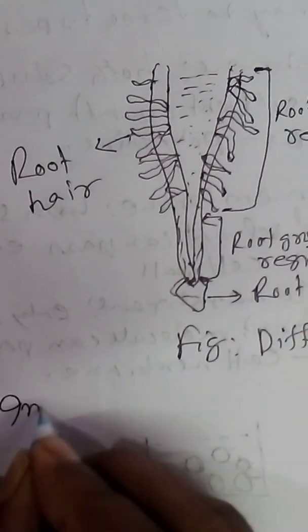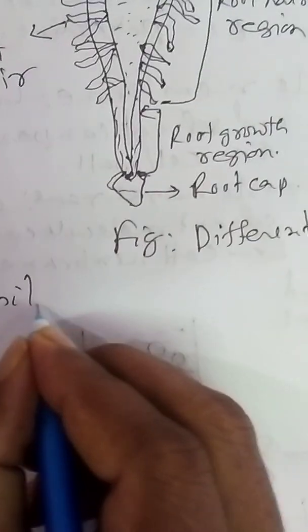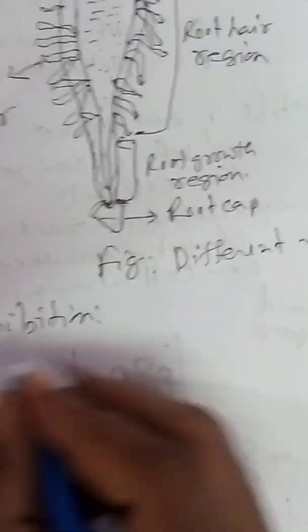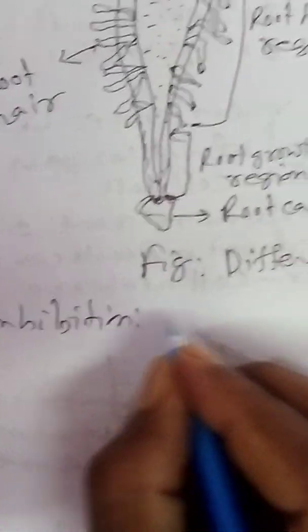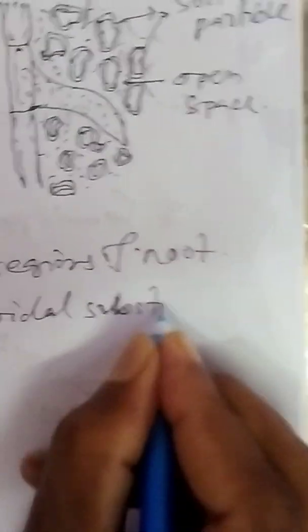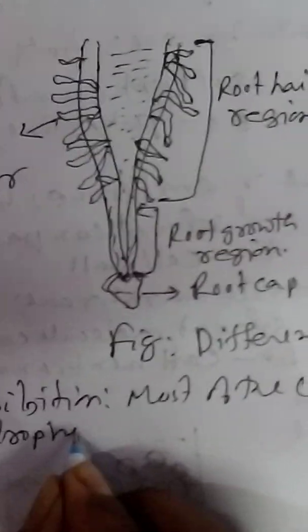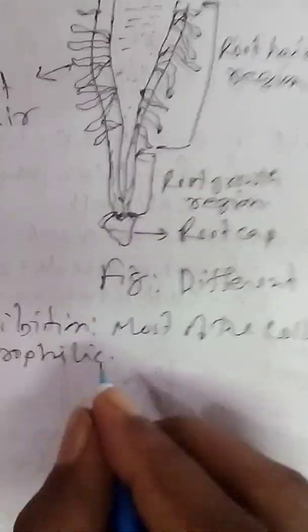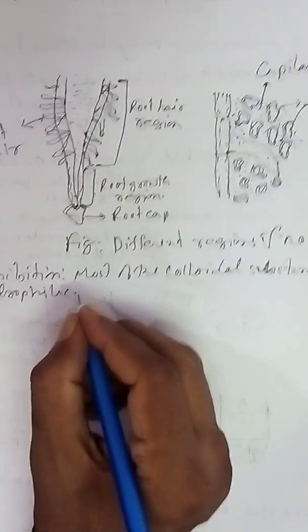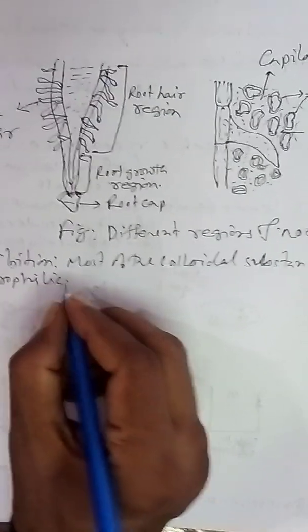So now I'm discussing what imbibition is. Most of the colloidal substances are hydrophilic. Hydrophilic means the substance or matter which has the ability to absorb water. That is called hydrophilic.